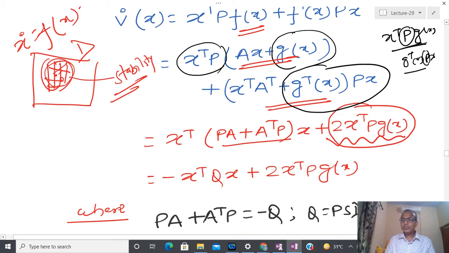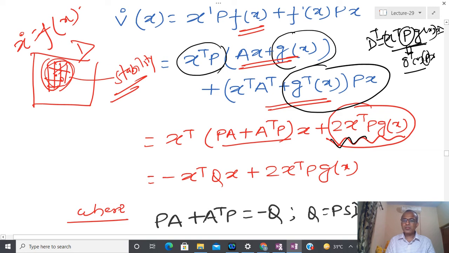Same scalar, so I can add it. Does anyone have confusion? Either you can collect this term x transpose P g(x), because if I assume d equal to this, then d transpose equals d. So after the transpose I am getting the same thing. So d equals d transpose, and I can just write 2 times. Anyone has confusion now? Sir, please go ahead.